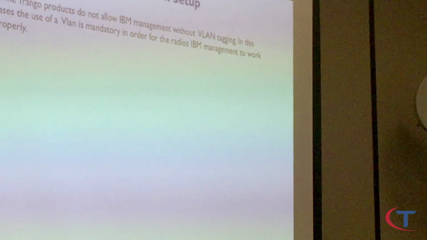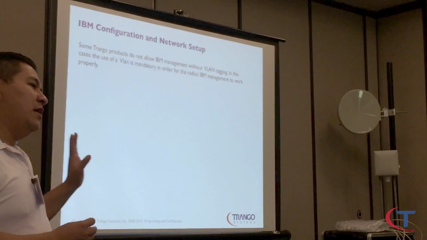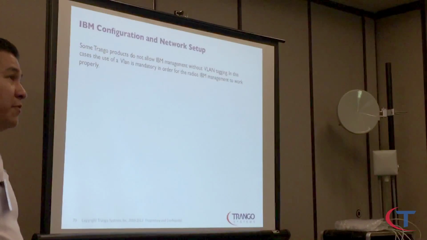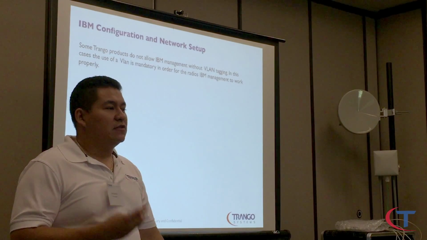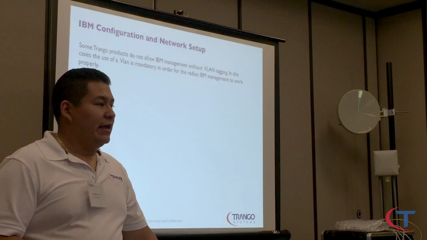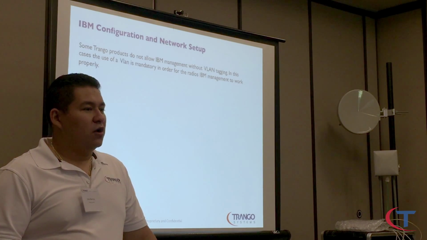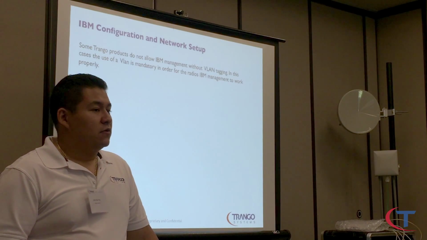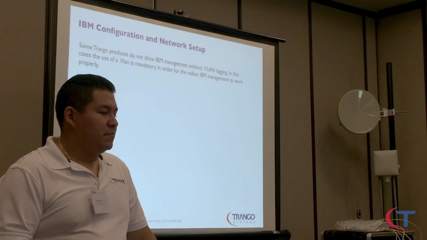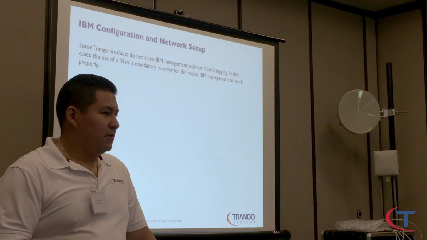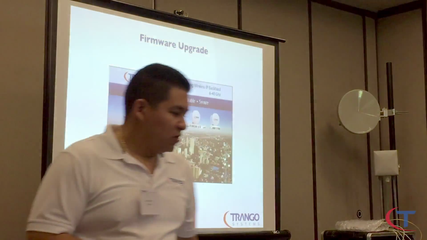Some Triangle products do not allow using IBM without VLAN tagging. This is getting a little outdated, because the only products that did that before were the Apex Plus Hardware ID 1, which does not allow you to use IBM without a VLAN, and the other one is the Sparta Elite. Sparta Elite is a product with physical encryption, so that product does not allow IBM without a tag. Besides that, everything is fine. Questions on IBM?